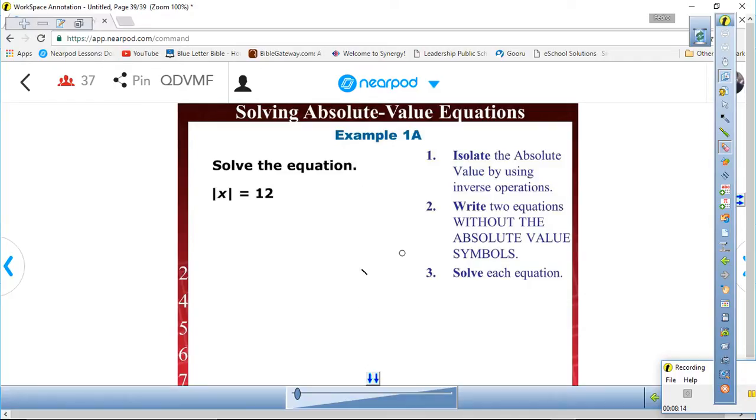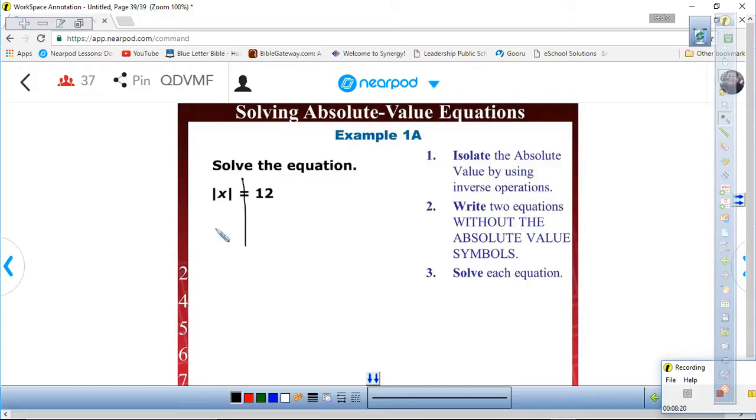All right, let's see. Question. Is the absolute value already isolated? Answer. Yes. So therefore, we write two equations. x equals negative 12 and one positive, x equals positive 12. Solution set, negative 12, comma 12.